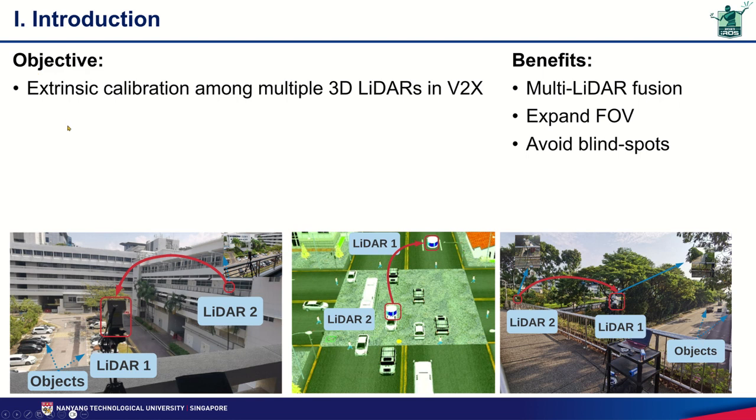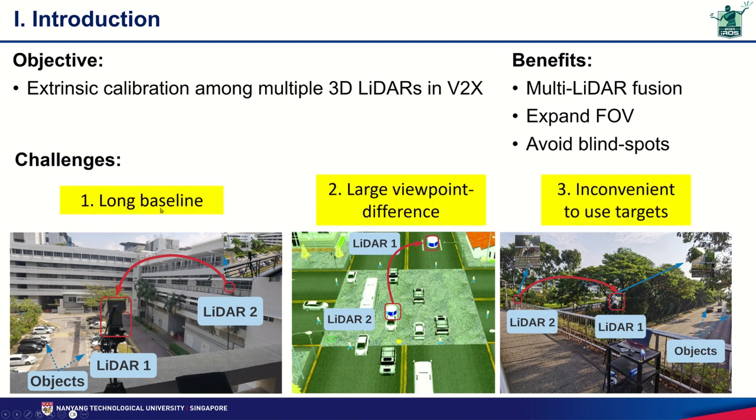The objective of this work is to do the extrinsic calibration among multiple 3D LiDARs in V2X, the vehicle to everything. The benefit is that after calibration, the multiple LiDARs can be fused, so that we can expand the FOV, field of view, and avoid blind spots. Here are mainly three challenges. First, long baseline, large viewpoint difference, and inconvenient to use the targets. For example, the 30-meter baseline, the 90-degree viewpoint difference, and busy highway.